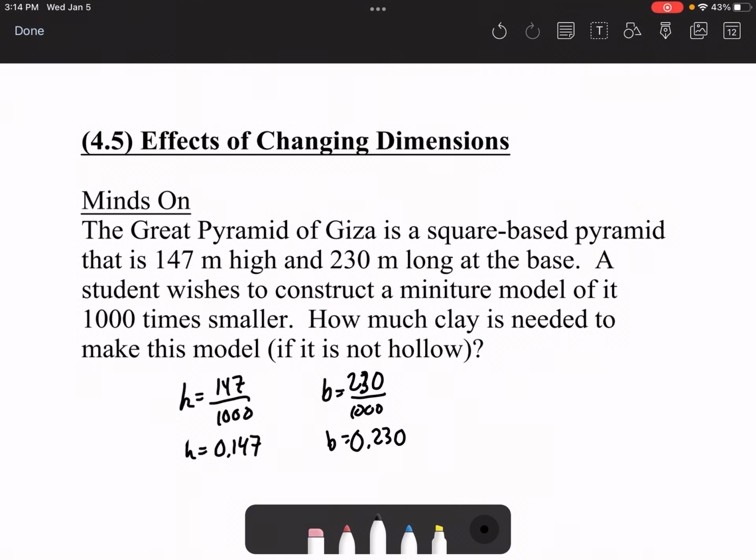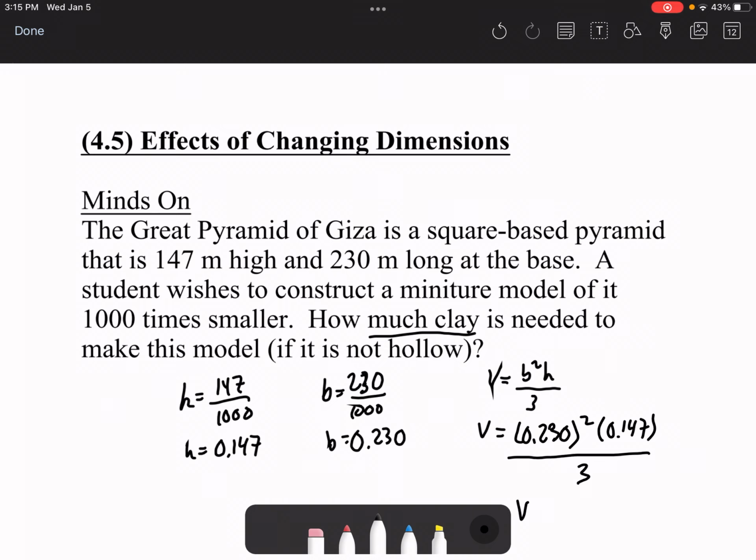Now, because you're looking at how much clay is needed, you're looking at volume. So volume of a pyramid is given by the formula b squared times height divided by 3. So the base is 0.230. Square that value, multiply by 0.147, take that answer, and then divide by 3.